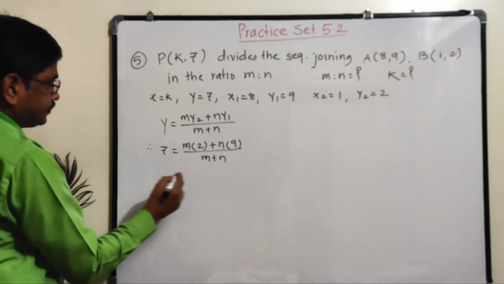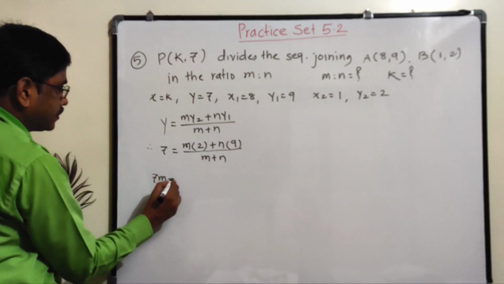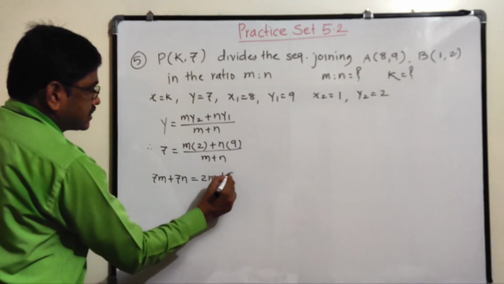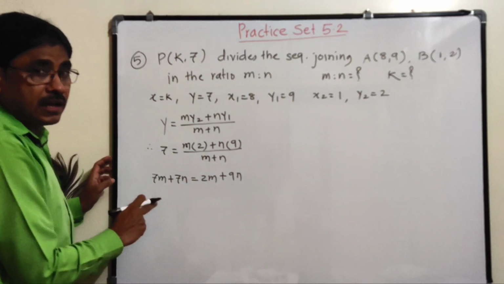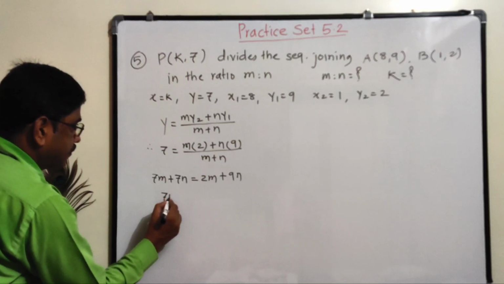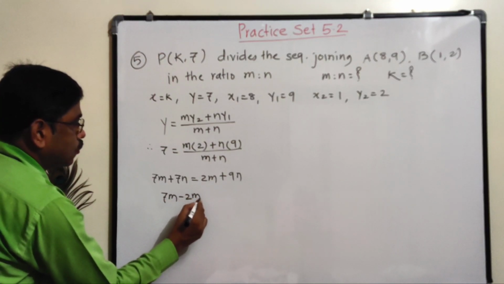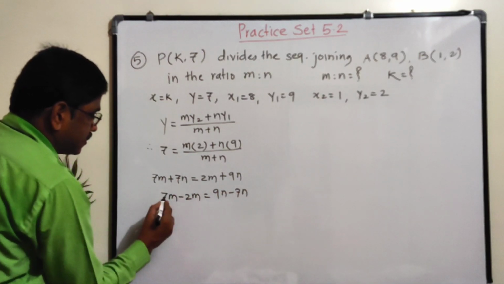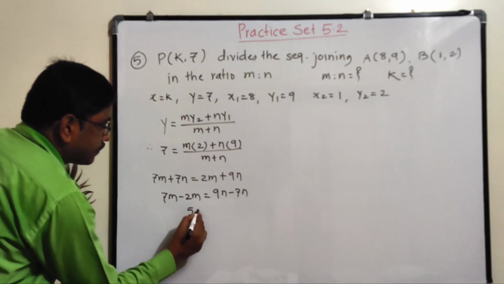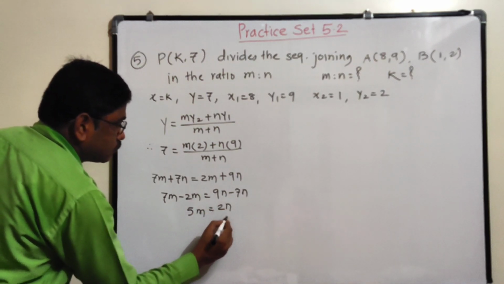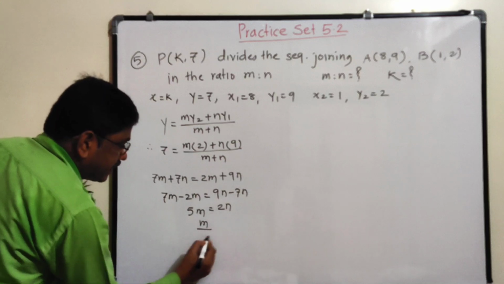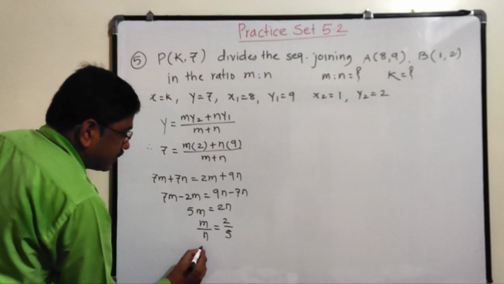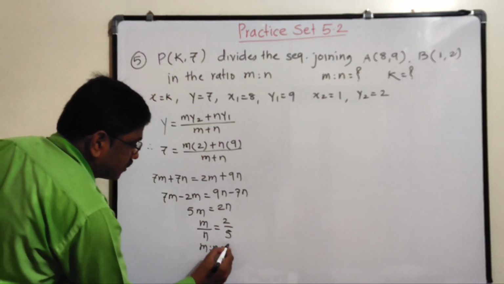Multiply by m plus n. So we get 7m plus 7n is equal to 2m plus 9n. Now write m terms on the left hand side. This 7m minus this 2m, and this 9n minus this 7n. 7 minus 2 is 5m, 9 minus 7 is 2n. So m divided by n is equal to 2 divided by 5. So we get m is to n is equal to 2 is to 5.